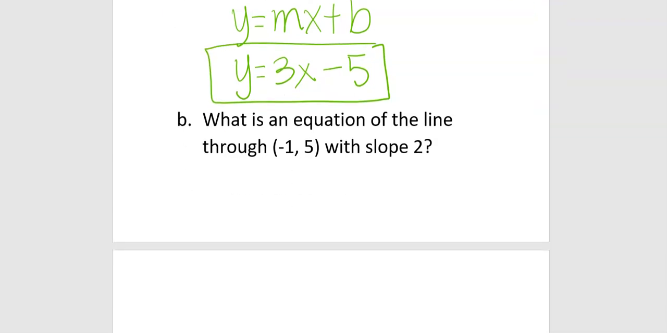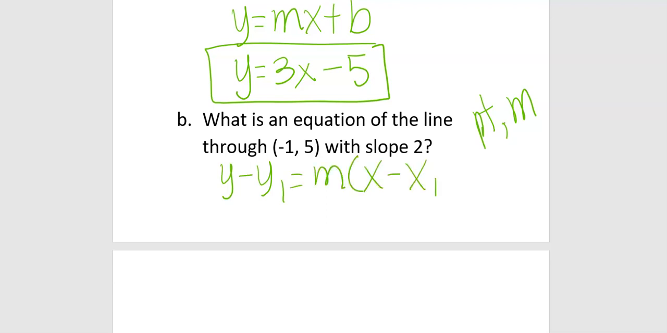What about the next one? We have a point and a slope. So wouldn't we use point-slope form? So look at what you have. We have a point, and we have our m. That tells us we're going to put it into this form. So where does the m go? In for the m, right? So I'm going to put it in there as a 2.